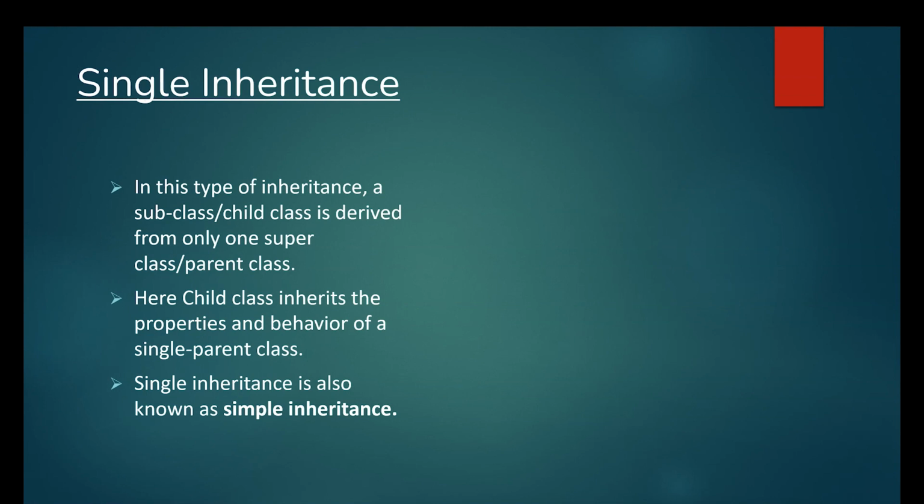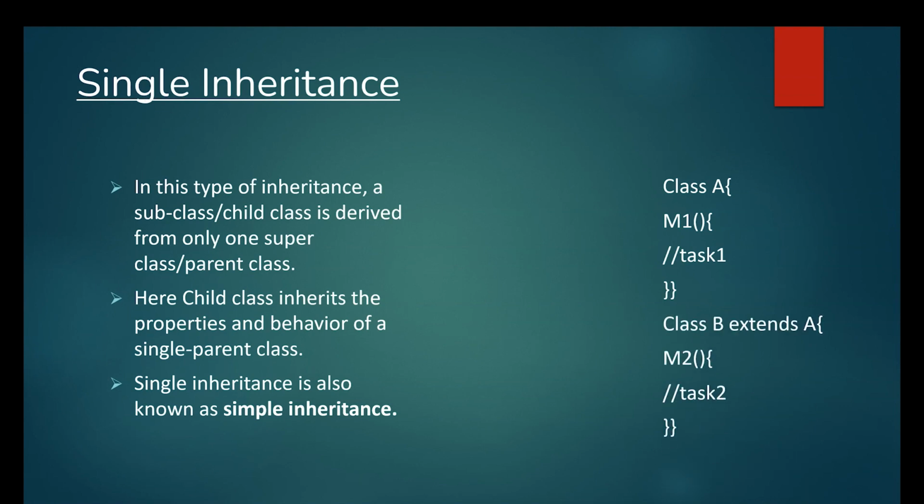Now let's see how this looks in code. If you see, there is a class A. Under class A, we have method M1, and there is some task being performed there. Now, to explain single inheritance, we can write another class which will extend class A, and it will perform some task. It may have a method M2 or MN, I mean anything, right?